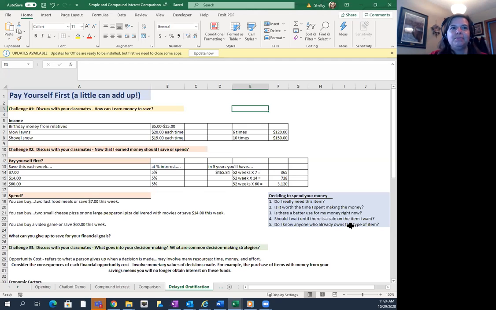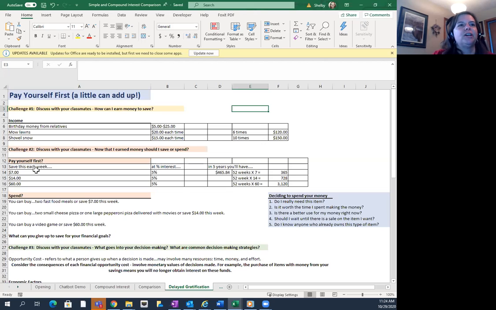If you think about some of the technology items, especially like the trends, when they first come out, they're more pricey. But if you wait a little while, the prices come down and then it's a little cheaper to buy it. Do I know anyone who really owns that type of item that I'm wanting to purchase? Maybe your buddy has it already. Maybe you can use it there and save.